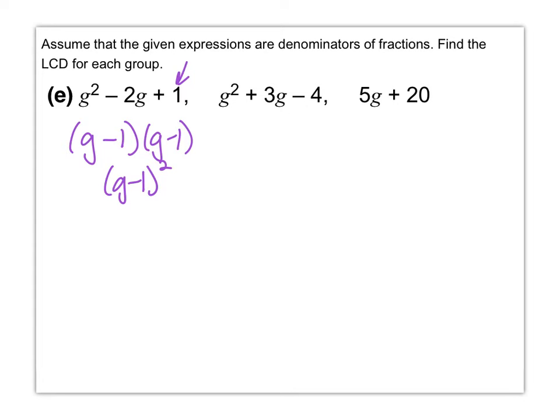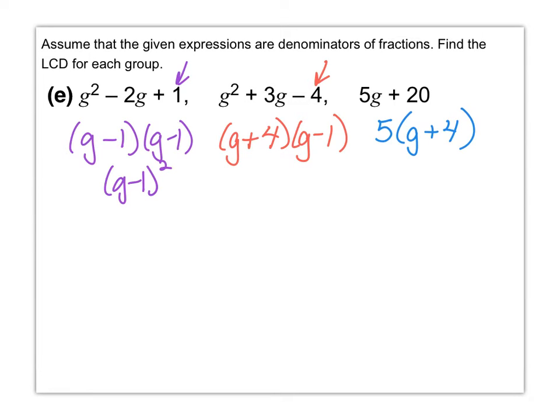The second one can be factored looking at the factors of -4 that will add up to +3, one factor being g plus 4, and the other factor being g minus 1. And the last term can be factored by taking out the greatest common factor of 5, and what you'll have left is g plus 4.